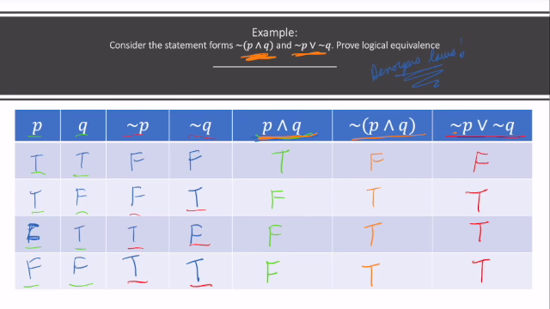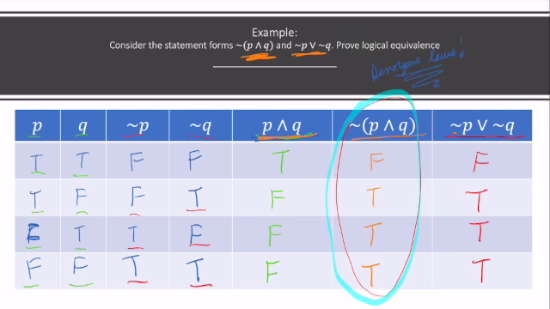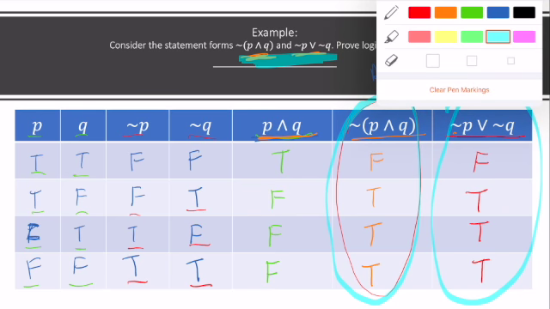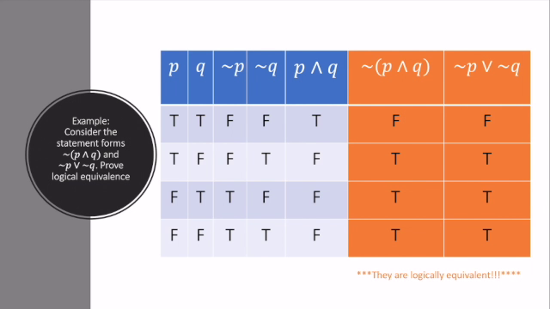So because the final columns of both of these are the same, they're both false, true, true, true, these 2 statements are logically equivalent, and we can rewrite them. Not (P and Q) is logically equivalent, so double arrow open, logically equivalent to not P or not Q. Beautiful. Here they are. I highlighted in orange so you can see that they are logically equivalent.